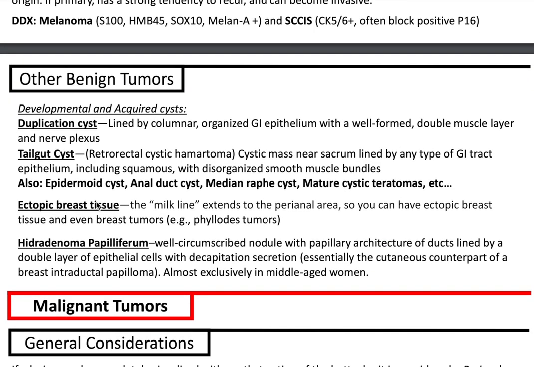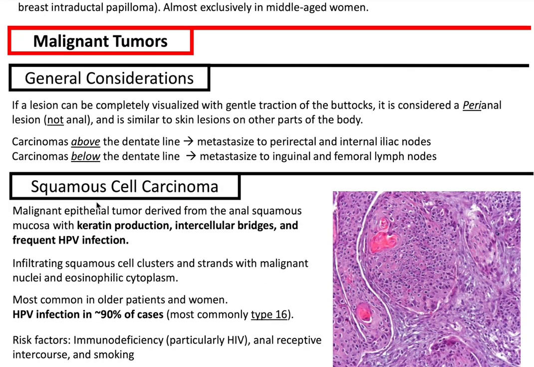Other benign tumors include duplication cyst, tailgut cyst, epidermoid cyst, anal duct cyst, median raphe cyst, mature cystic teratomas, ectopic breast tissue, hidradenoma papilliferum. Malignant tumors, if you can see it around the buttocks, it's a perianal lesion. Carcinomas above the dentate line metastasize to perirectal and internal iliac nodes. Carcinomas below the dentate line metastasize to inguinal and femoral lymph nodes.